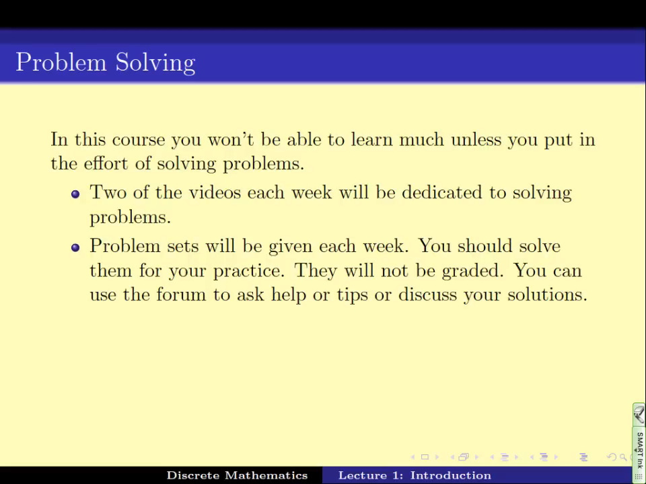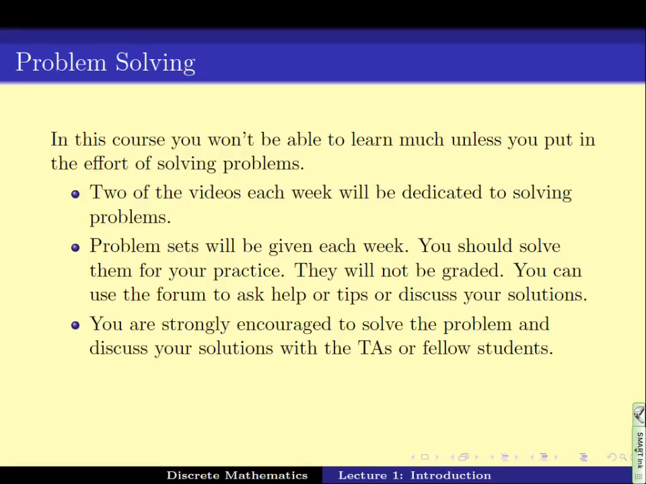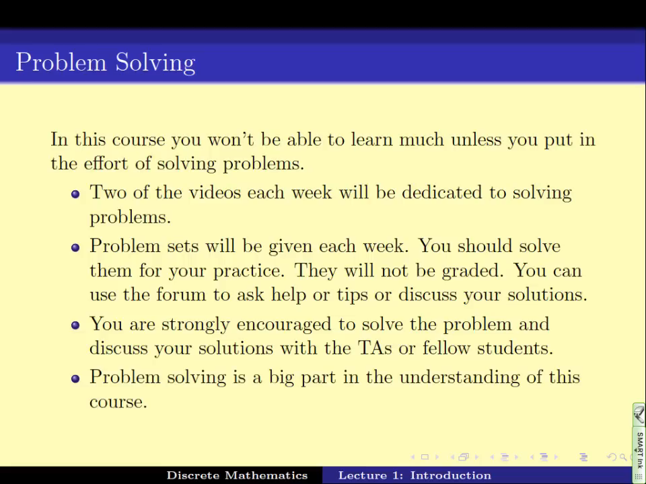You should use the forum to ask for help or tips for solving the problems and also to discuss your solutions once you get them. Although this set of problems that will be assigned every week will not be graded, you are strongly encouraged to solve the problem and discuss your solutions with the TAs and fellow students. I reiterate again, problem solving is a big part in the understanding of this course.